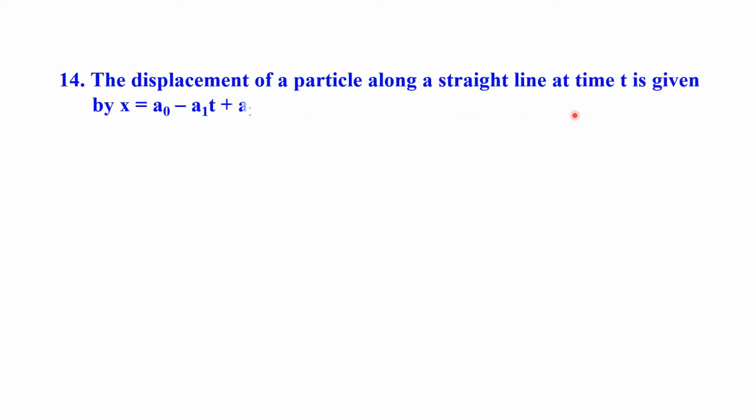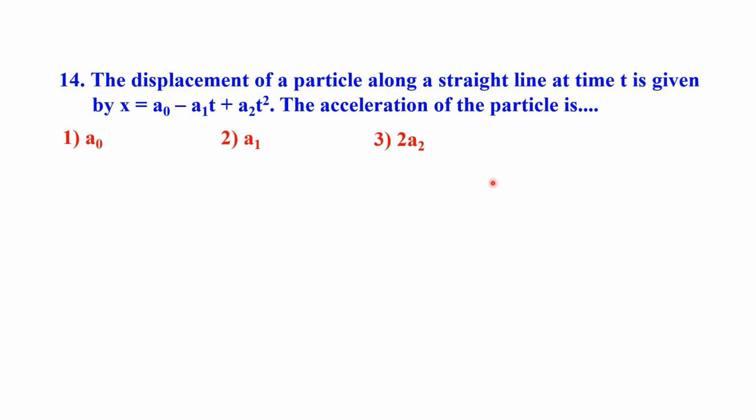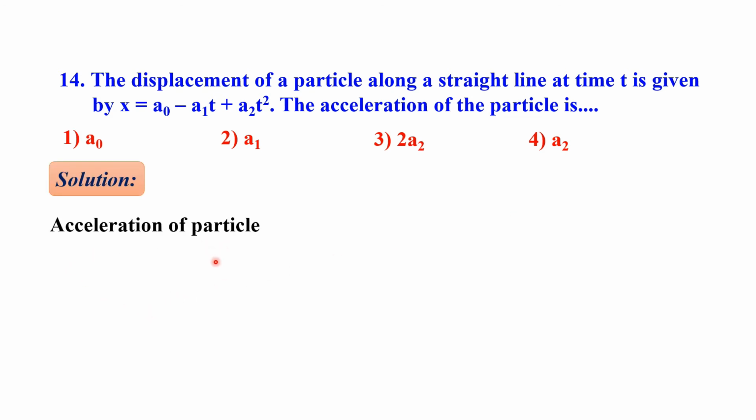Okay. Next. The displacement of a particle along a straight line at a time t is given by x equals a naught minus a1 t plus a2 t square. The acceleration of the particle is a naught, a1, 2a2, a2. Now let us go to the solution. Acceleration of the particle a is equal to d square x by dt square. So that is equal to 2a2. So which option is correct?